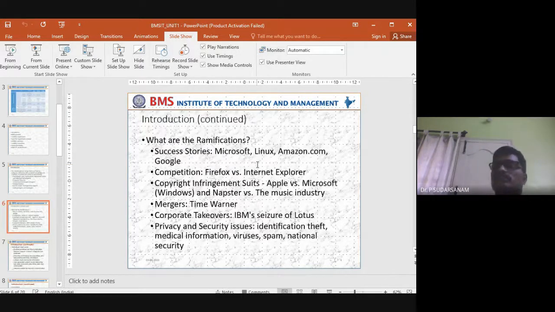So nowadays even courier and fly, all these things are security issues, so they have to take care. They should give respect to customers. That is what privacy and security is. Identity theft, medical information, virus. So here, with respect to our field, virus is also important.